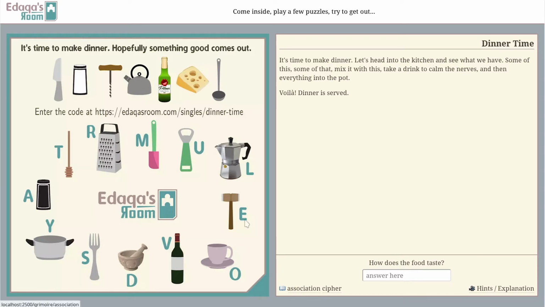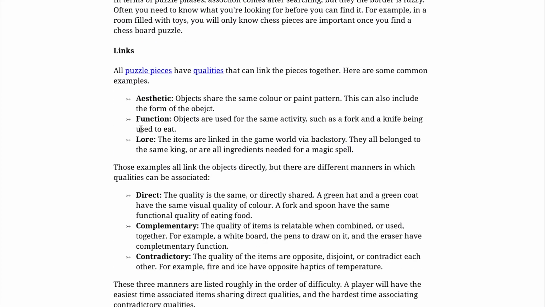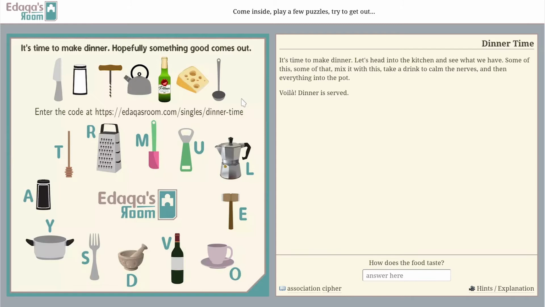I call this puzzle association, and actually it's kind of a complementary association, a direct association. If we click on this, you can read more about what this means. This is a function association, and it's complementary. Some of them are direct. What that means is that there are object pairs in here that aren't directly the same, but they share the same sort of function. If you take, for example, the knife and the fork, well, they share either a direct function, they're both for eating food, or complementary, that you use the fork with the knife together. And that's how we know that this knife is associated with this fork.